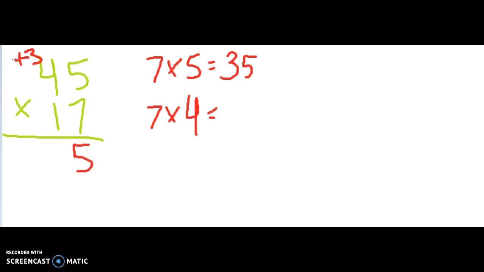Moving on to 7 times 4 is 28. If I look back at my problem, 7 times 4, and then above it is plus 3. So I'll add 3 to my answer. 8 plus 3 is 11. 1 plus 2 is 3.